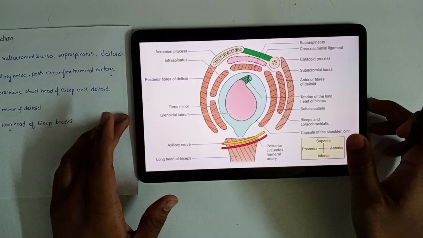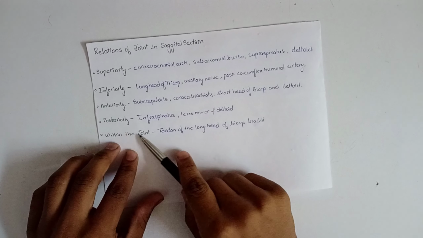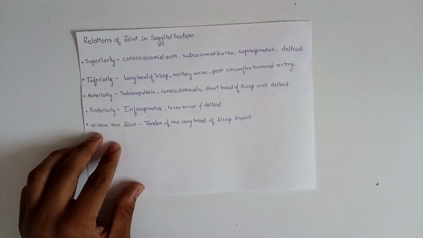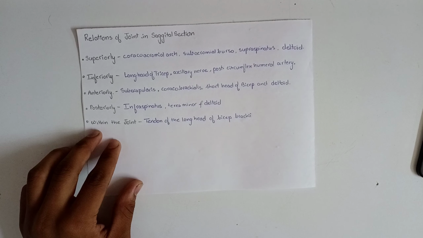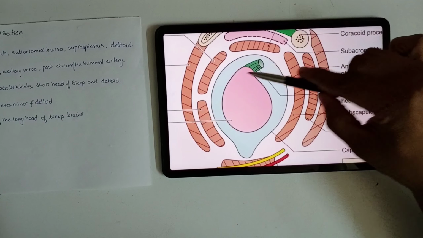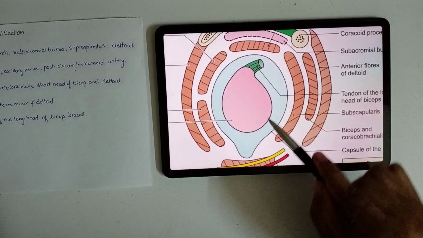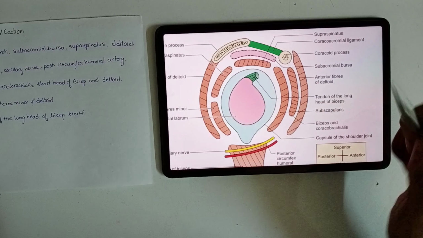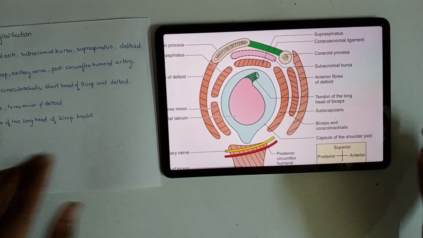Now within the joint we will see what are the components present within the joint. These are the tendon of long head of biceps brachii. So here within the joint we have this tendon. This tendon is of long head of biceps brachii. Within the joint we have the tendon of long head of biceps brachii.